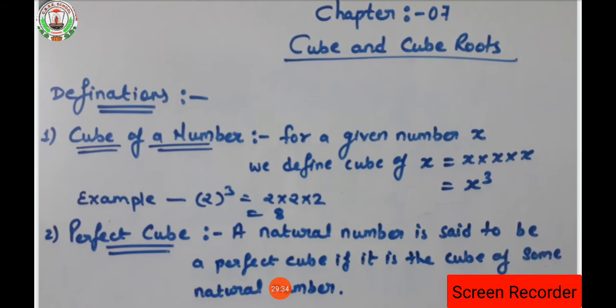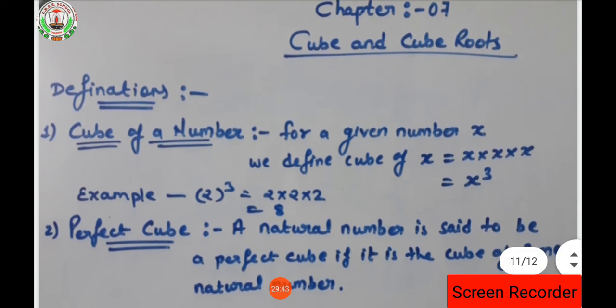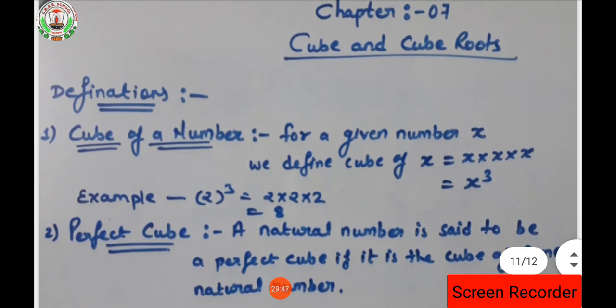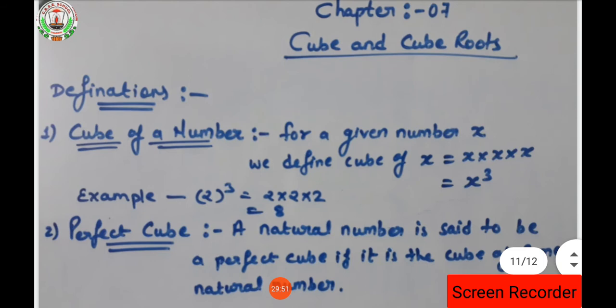Chapter number 7, cube and cube roots. In this video we are just going to see the definitions, and in the next video we are going to see the exercise. Okay, a small chapter is there. Within two videos it will be over. So here is chapter number 7, cube and cube root. It is the same as chapter number 6, square and square root.